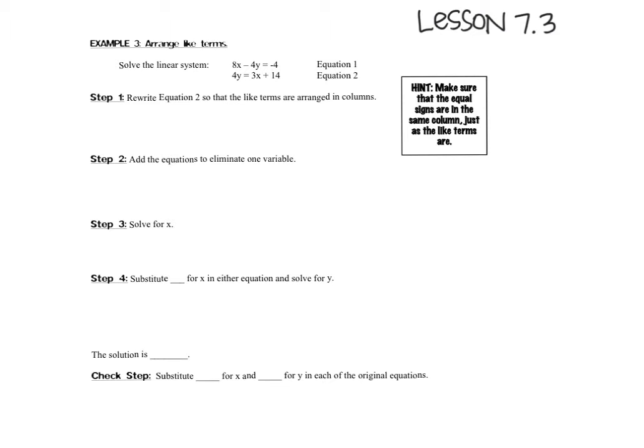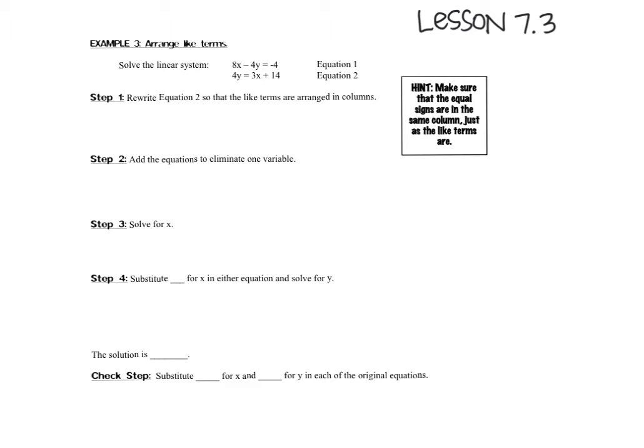Hey guys, all right, we are going to look at the second part of lesson 7.3 where we're solving linear systems using the method called elimination, or sometimes it's called just adding and subtracting. And so in our last lesson, we talked about how we could add or subtract the two equations to eliminate one of the variables and therefore be able to solve for the other one.